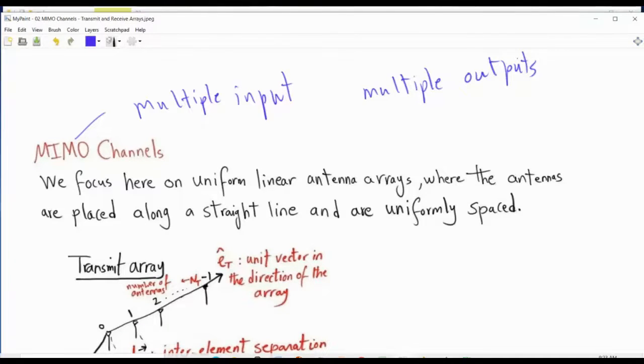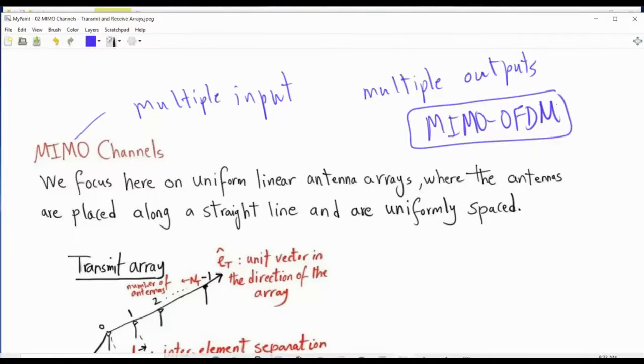So definitely MIMO is a very important part of this course. Modern communication systems are basically MIMO OFDM. Combining these two ideas together, MIMO and OFDM, gives you the current modern systems: Wi-Fi, LTE, new radio. All these standards rely on MIMO OFDM. So basically, things are now sort of boring.